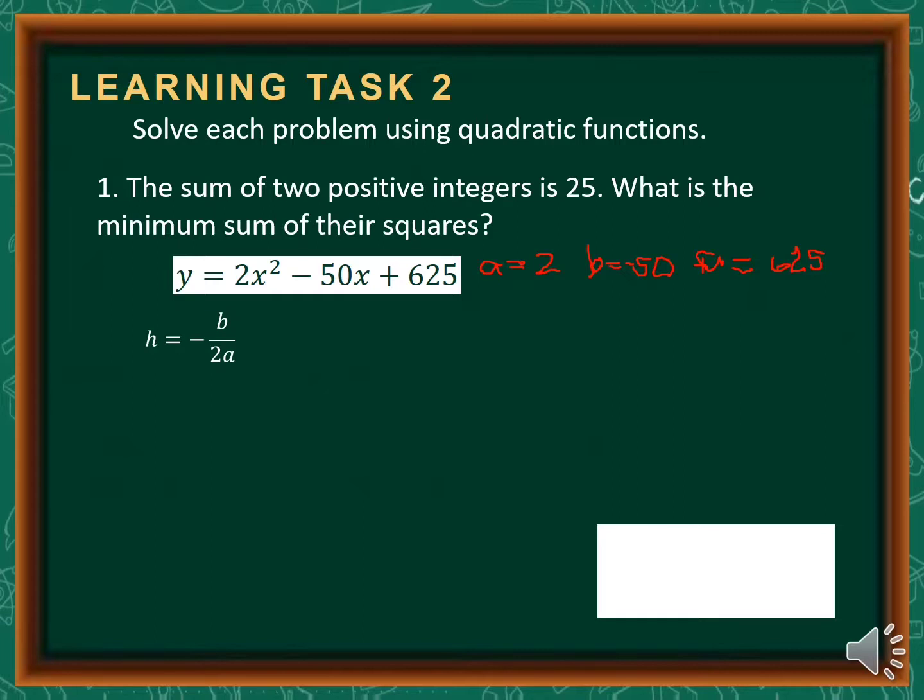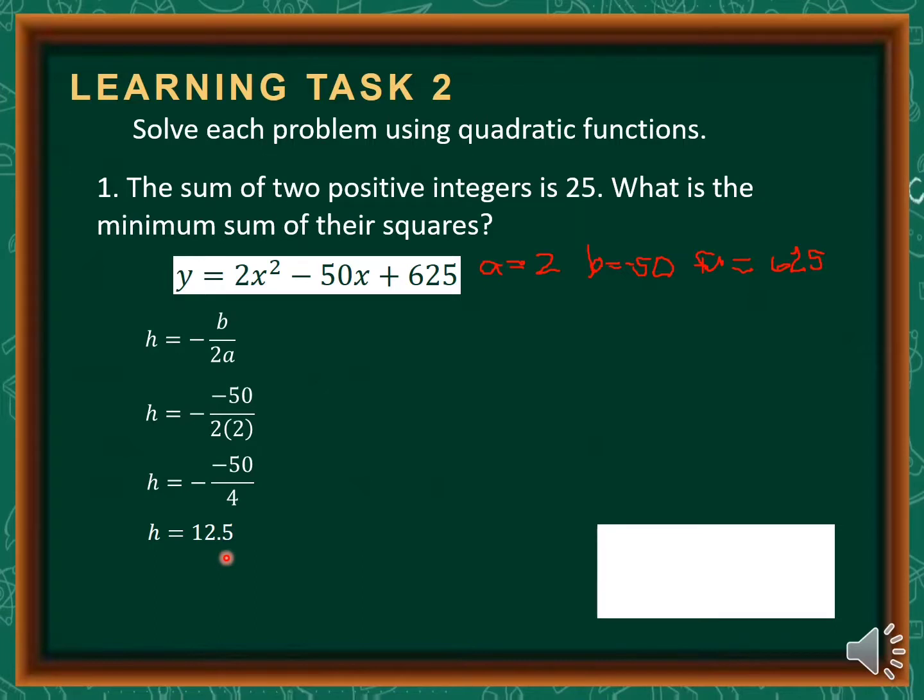So, therefore, ang H natin ay equals negative B over 2A. So, substituting the values, we have negative times negative 50 all over 2 times A, which is 2. Now, 2 times 2, we have 4. Negative times negative 50, we have positive 50. And positive 50 divided by 4, that is 12.5. So, the value of H is 12.5.